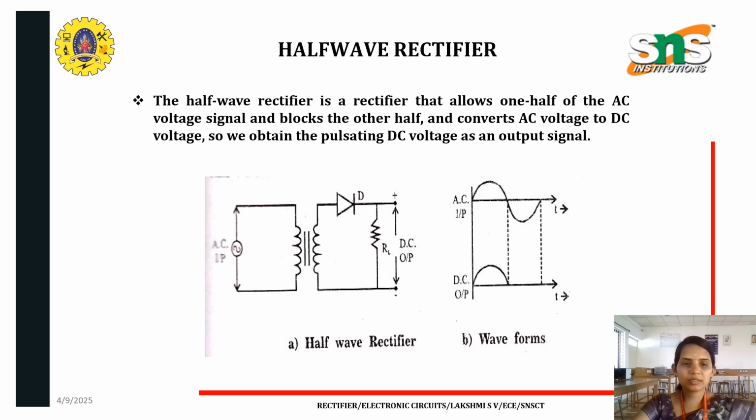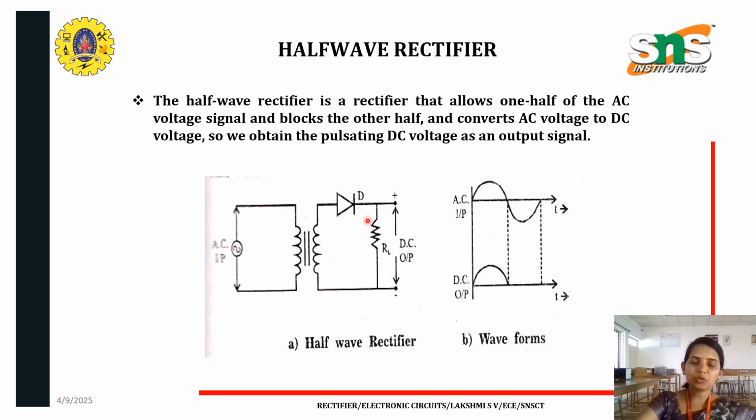Now let us discuss the half wave rectifier. A half wave rectifier will allow only half of the AC voltage signal and it blocks the remaining half of the AC signal. Here we could see the circuit diagram. Initially the AC input signal is given to a step down transformer so that it will be reduced, and then it is given to the diode.